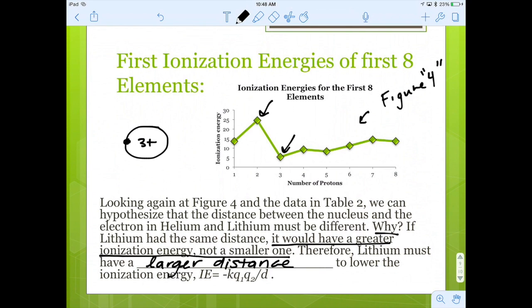So if we want to draw a little picture model for ourselves, we can say that the first two act normal. They are kind of like helium. But when we get to our third electron being added, we have a greater distance, or a larger distance.